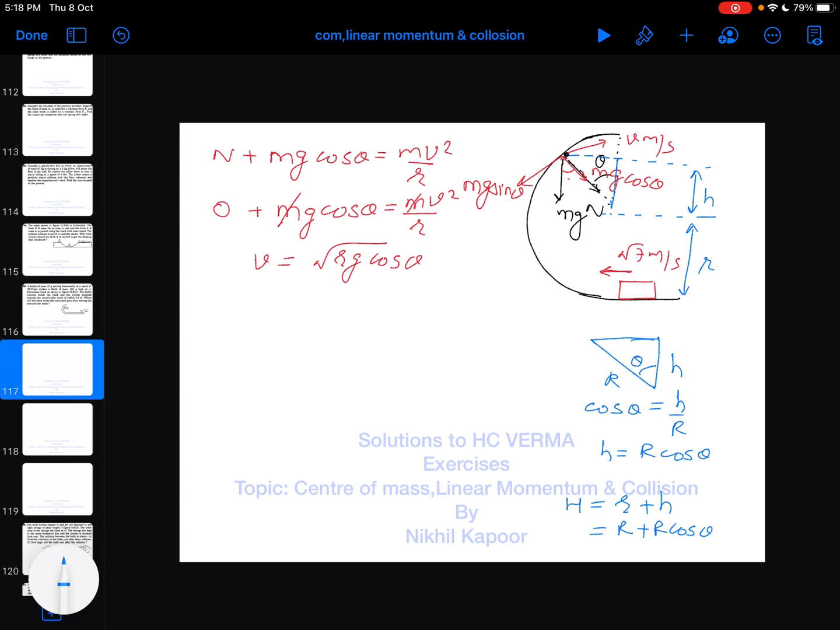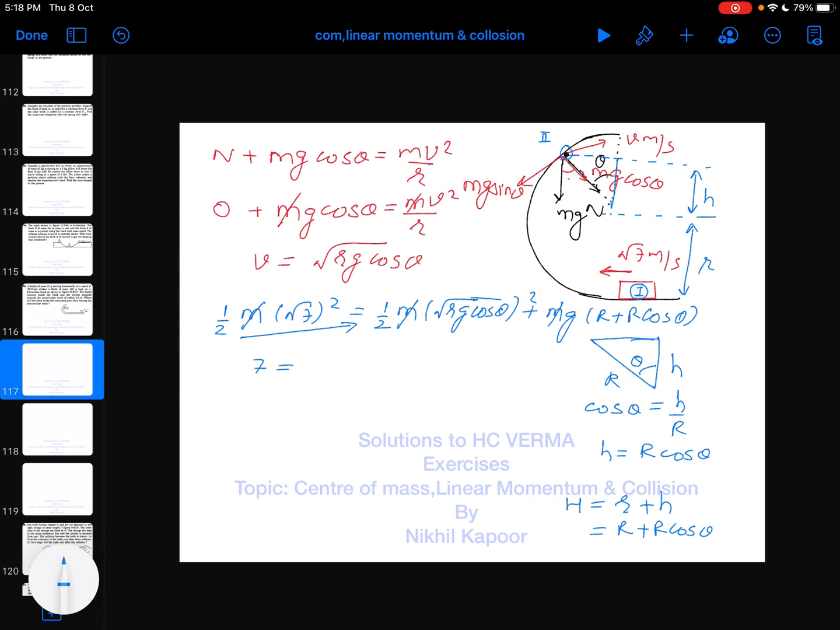By conservation of energy, total energy before entering the track and total energy at this position should remain the same. Initially the total energy is in the form of kinetic, so it will be half m root 7 square, equal to, and here energy is in the form of potential plus kinetic, so it will be half m v square, where v is under root rg cos theta the whole square, plus mgh, so it will be mg, and h is r plus r cos theta. Here this m and this m get cancelled out. I will send this 2 here for multiplication. The square of root 7 will be 7.